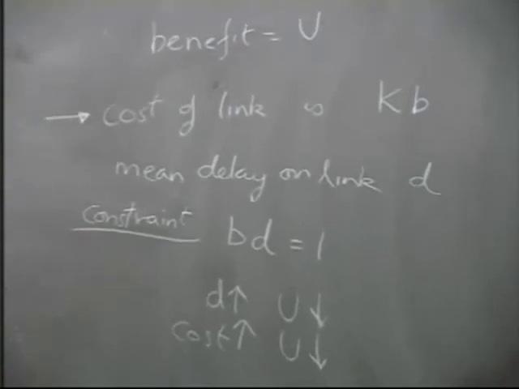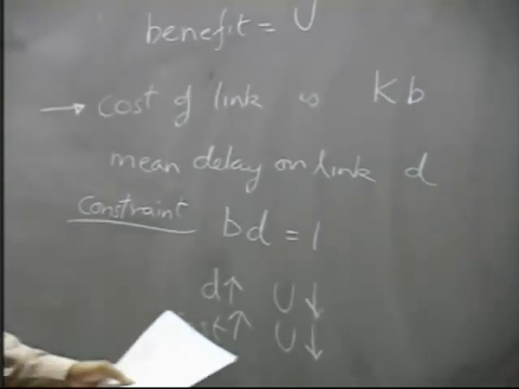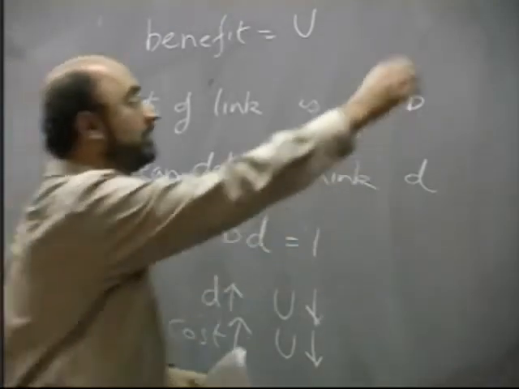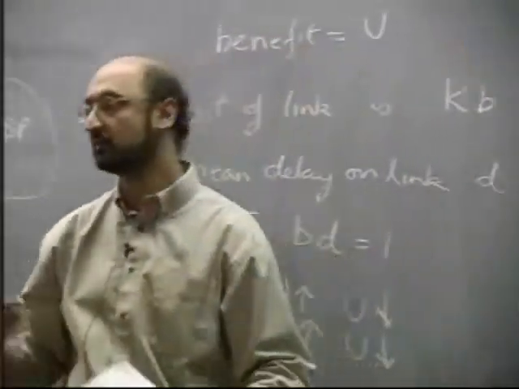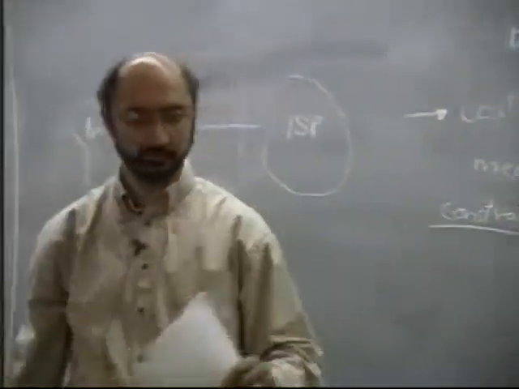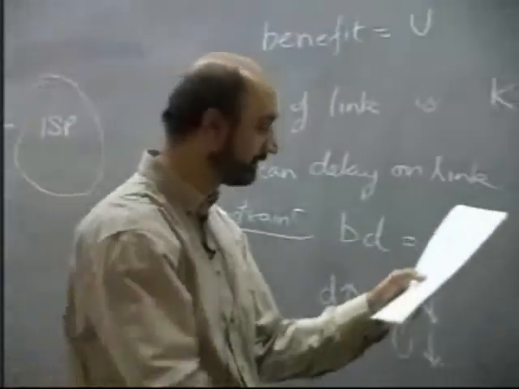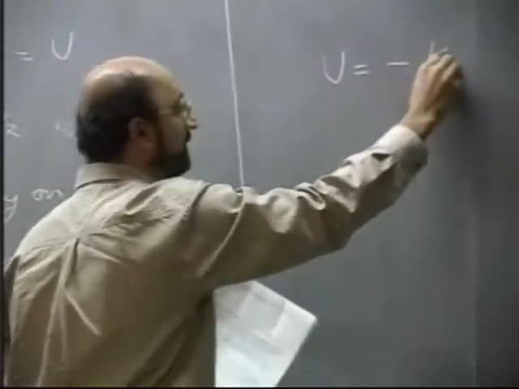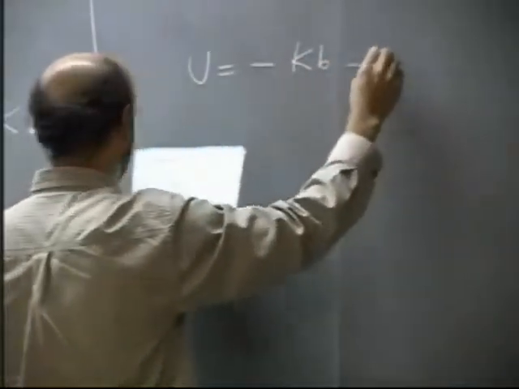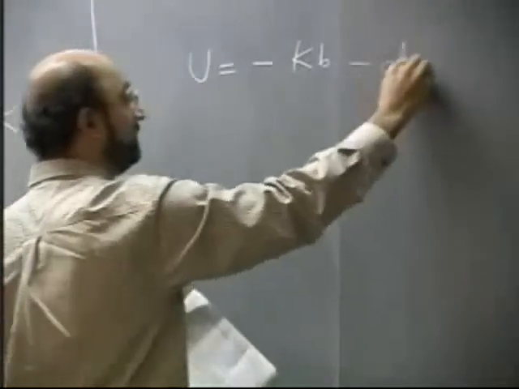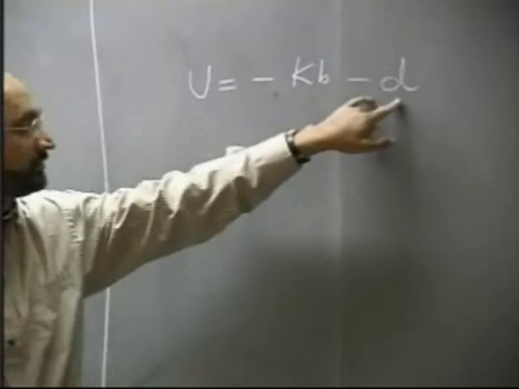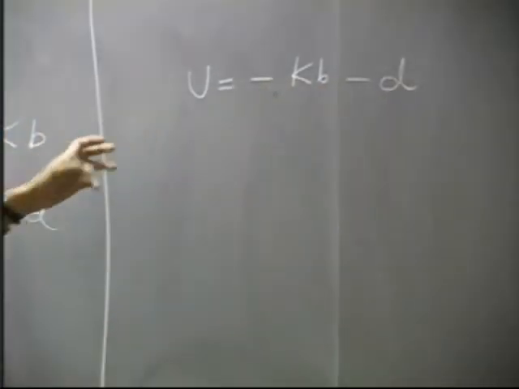And just to make things simple, we'll assume that the relationships are linear. Okay? Now again, we don't have to be linear, but it turns out to be easy to do an example when it's linear. But all of our stuff will work even if it's quadratic or anything else. Anything polynomial will work fine. But we're just going to keep it linear just to make things simple. So we'll define U to be minus KB minus D. Okay? That's very simple. As the cost goes up, my utility goes down. As my delay goes up, utility goes down. Okay, you can see it's linear.